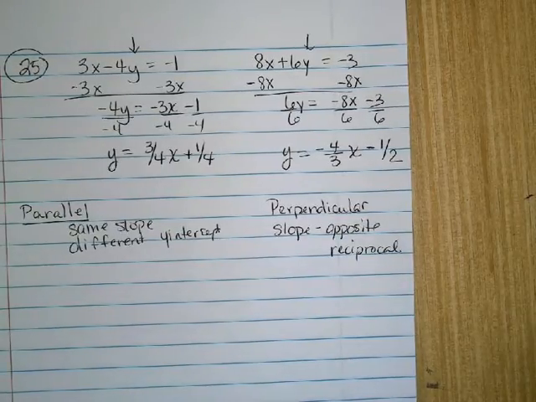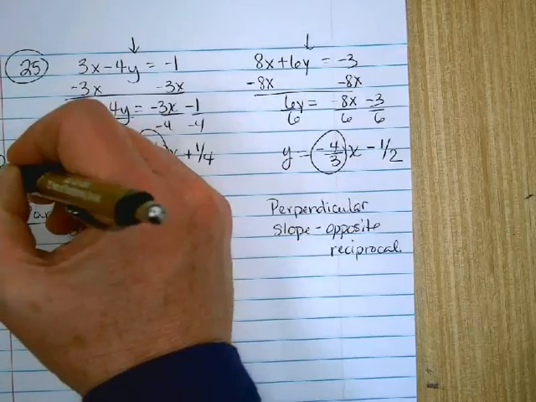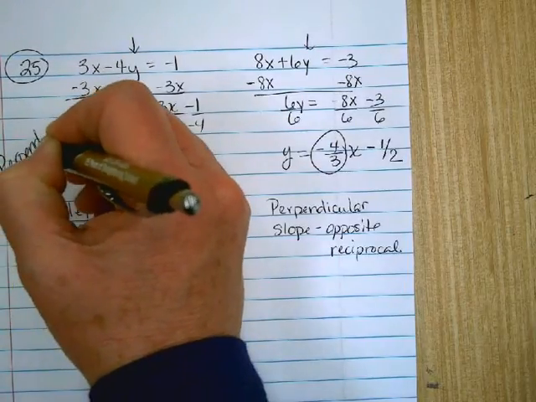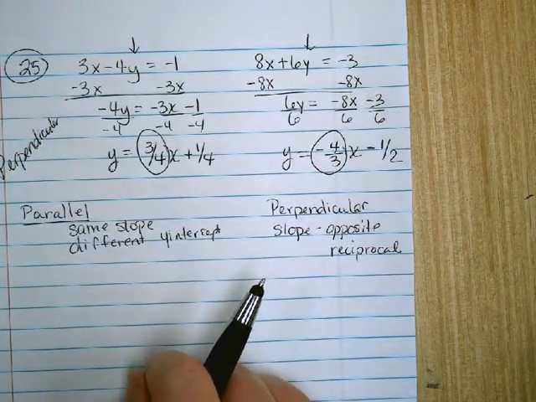So perpendicular has opposite reciprocal slopes. What do you think about that? Is that what we have here? Yes. Comparing these, they are perpendicular. Which answer choice is that? B.